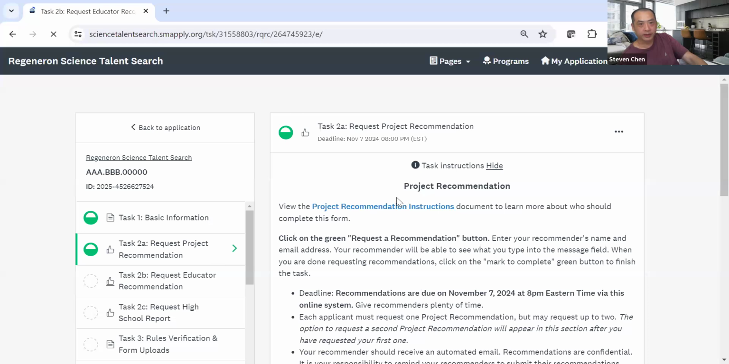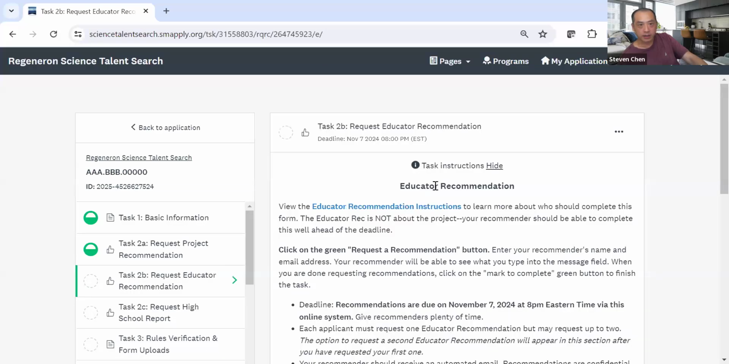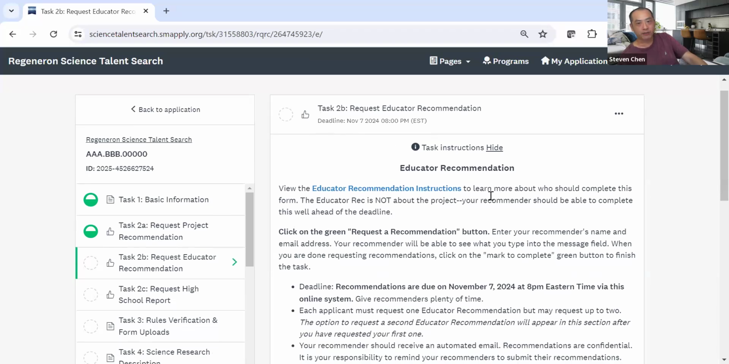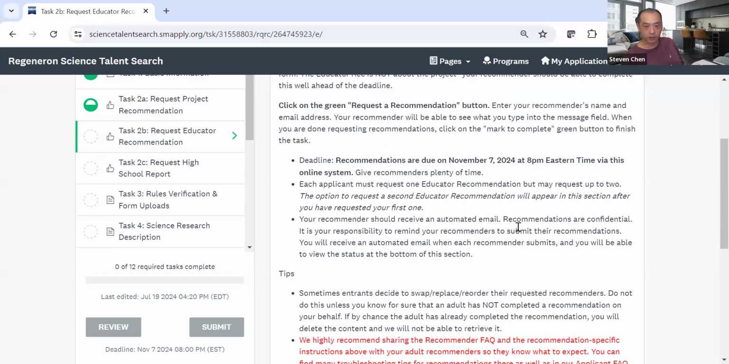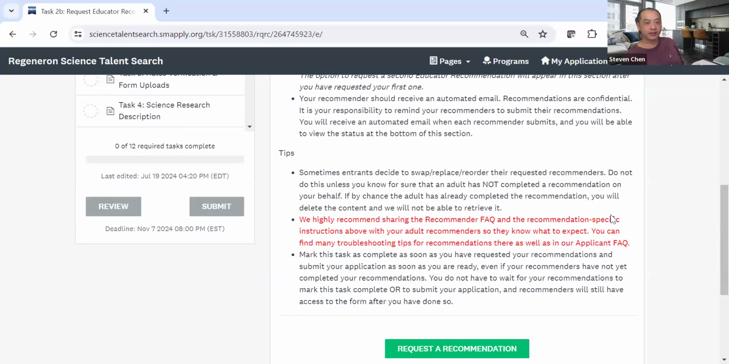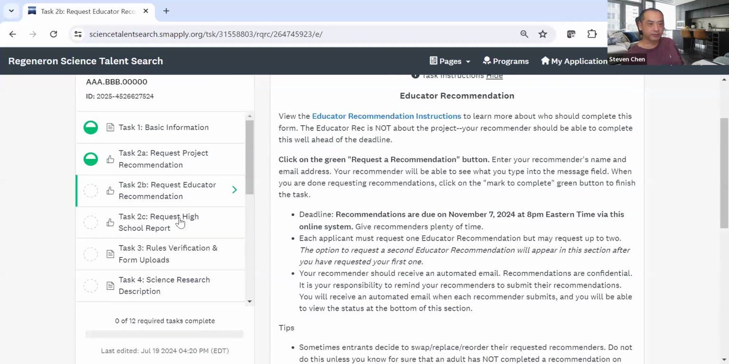And task 2B is loading. Yeah, here. So you need to get a second source of recommendations called educator recommendation. They're essentially your in-school teachers. So you need to submit 1 to 2 letters from your school teachers. This is pretty much the same as your recommendation letters from school teachers for college applications, the same thing. So you can list the recommendation letters from the same 2 people in your school. Okay. So that's it. I don't think there's anything special here.